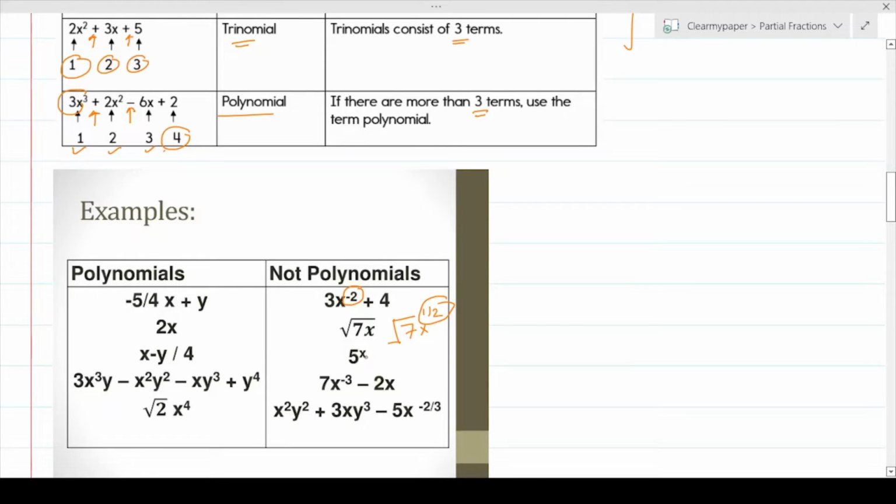The variable cannot be the exponent itself. So this variable x is unknown and it cannot be the exponent itself. That's not counted as a polynomial. Over here again it's negative, it's not counted, same as the first example. And over here also it's negative and fractional, so not counted.